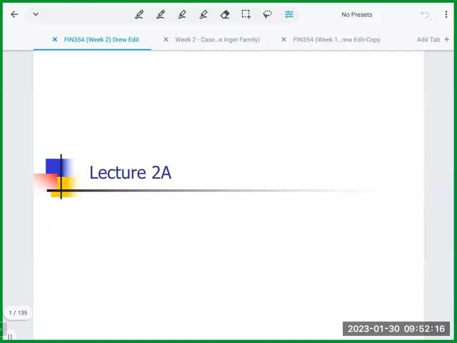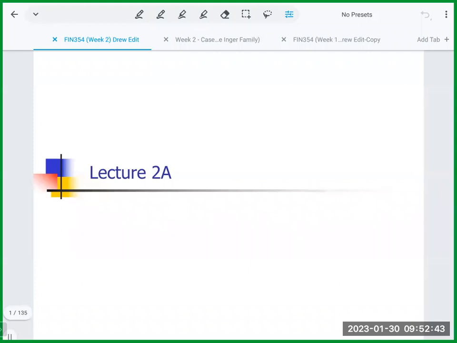short recap of what you should know from your year one module so that you can understand the modern portfolio theory, which we'll be going through in detail in lecture 2B, which is the physical one that we will have this Friday. All right. So we'll start with the case study, and I hope all of you have read the case study before watching this recording.